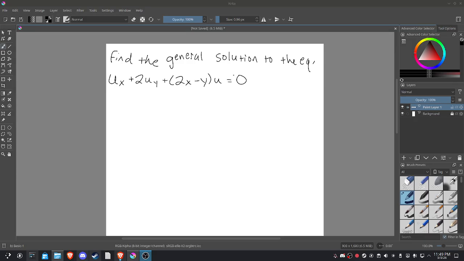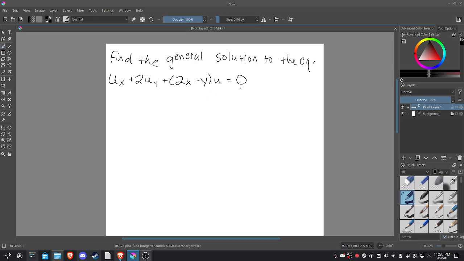Today, I'm going to be doing this problem. Now, I actually learned this problem the same day that I did the video for the one yesterday, and I have not reviewed it since. But we ball. Hopefully, I kind of understand or remember how to do this. So, find the general solution to the equation: u derived with respect to x, plus 2 times u derived with respect to y, plus 2x times y minus u equals 0.